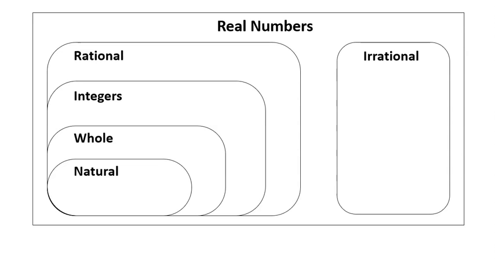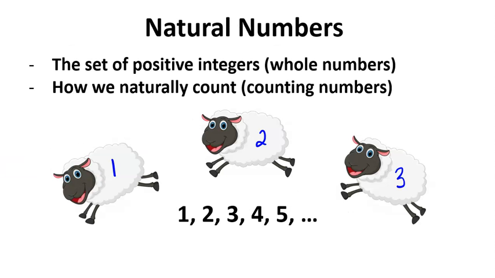Now, rational numbers have smaller subsets, and the smallest subset is going to be natural numbers. Natural numbers is going to be your set of positive integers or whole numbers, and it's how we naturally count. So if I wanted to count these sheep, I would count it as 1, 2, 3, and so on. When I naturally count, I don't usually start with a 0. So I normally start with 1 and I go from there. So 1, 2, 3, 4, 5, and so on.